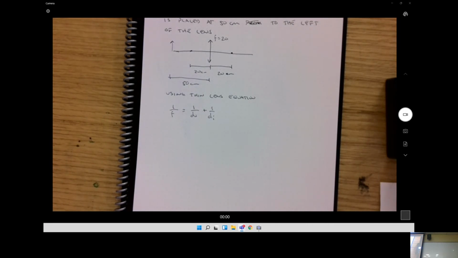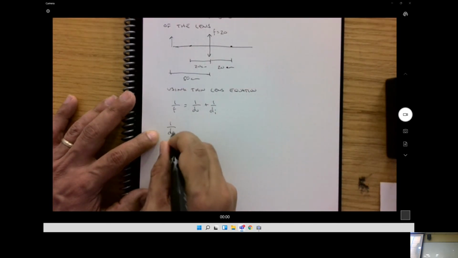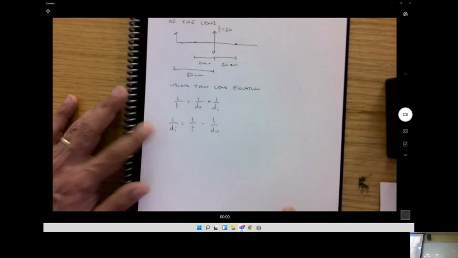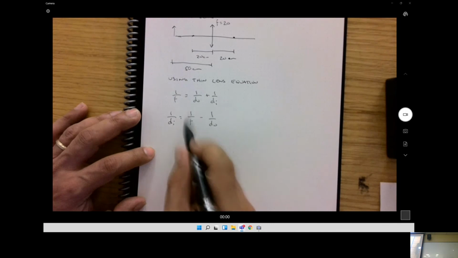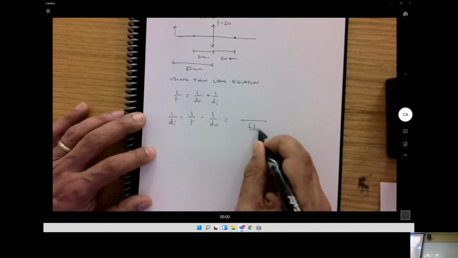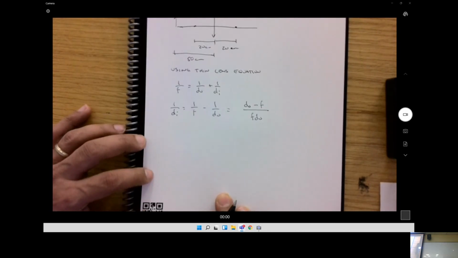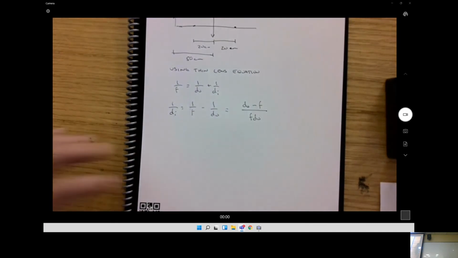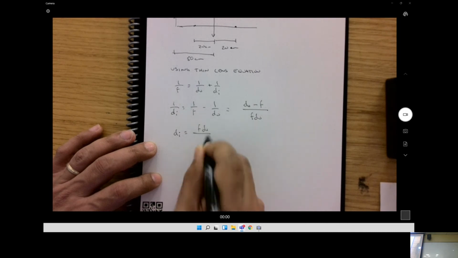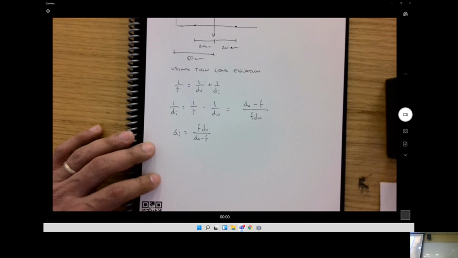So I'm going to do a little bit of math over here. I'm going to have that 1 over d sub I is going to be 1 over f minus 1 over d sub O. I'm going to try to simplify this. So I'm going to have (d sub O minus f) over f d sub O. And I'm going to invert all these things. So d sub I will be f d sub O over d sub O minus f.